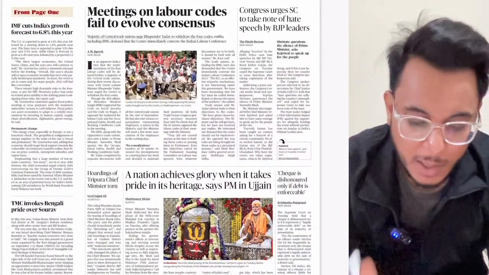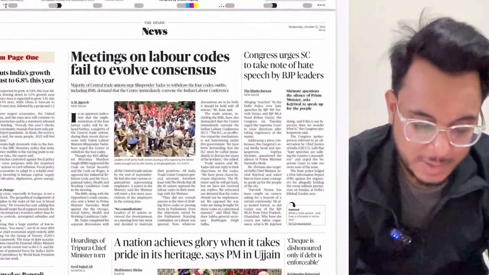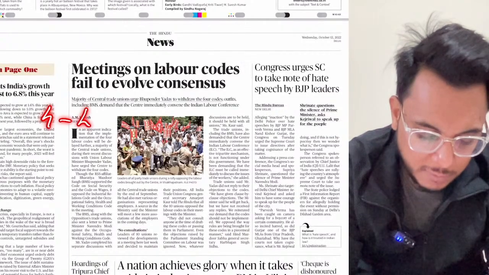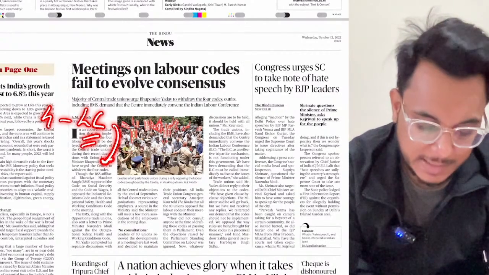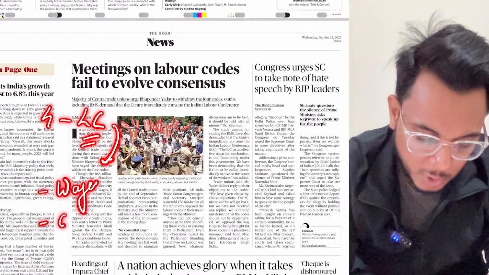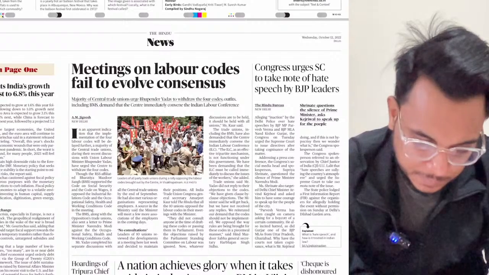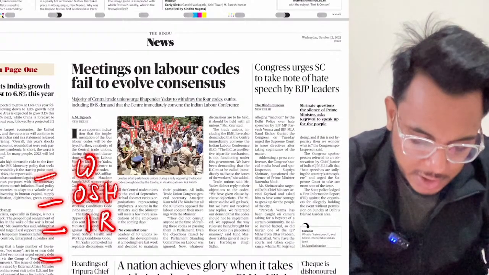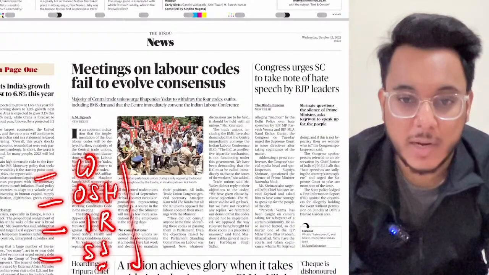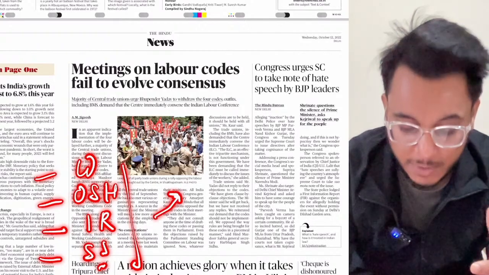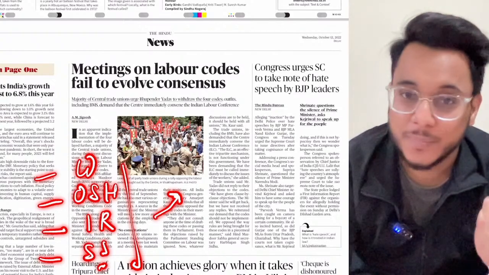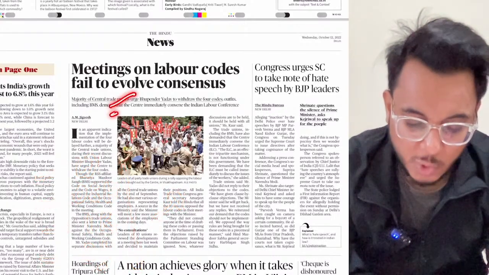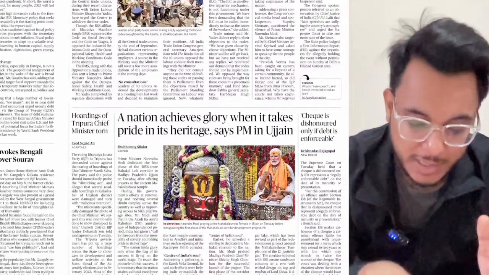Then moving on, meetings on labor codes fail to evolve consensus. This article is talking about that. Now, guys, you might already know that there are four labor codes instituted by the government: the labor code on wages, the labor code on occupational safety and health, the labor code on industrial relations, and the labor code on social security. There is some controversy with the labor organizations regarding these codes, and the labor organizations are trying to convene a meeting, but that has failed. So no consensus has happened. This is a very evolving kind of thing that is going on.